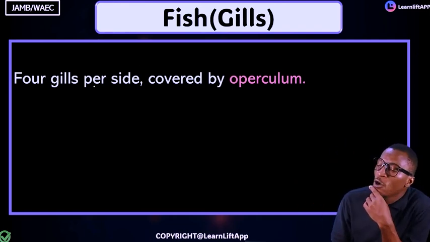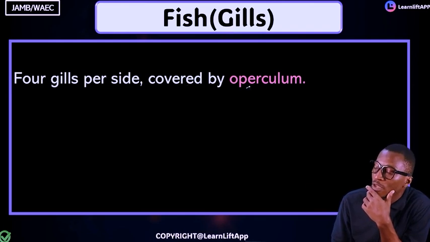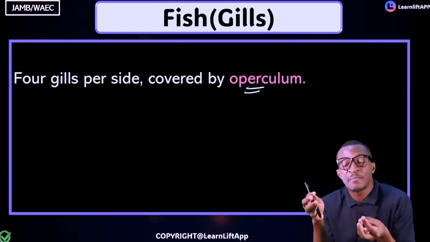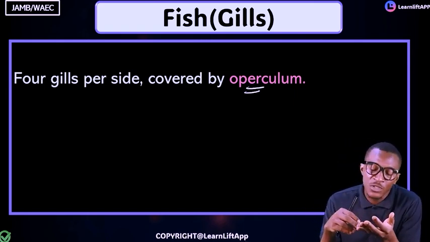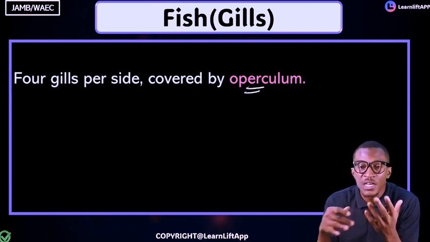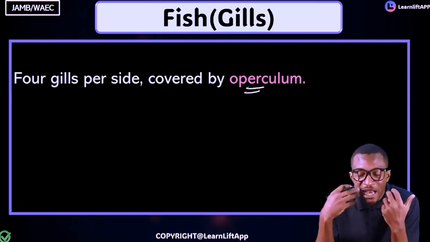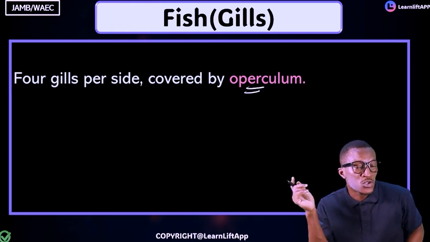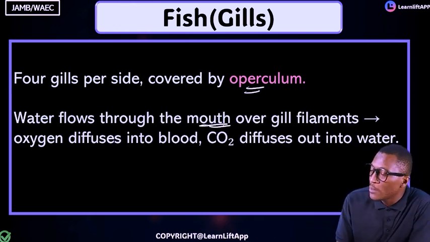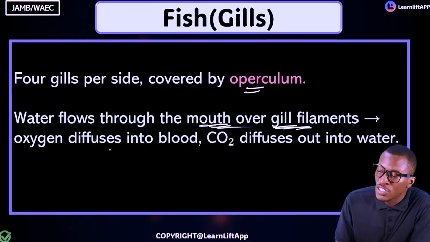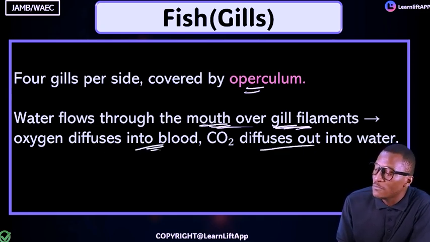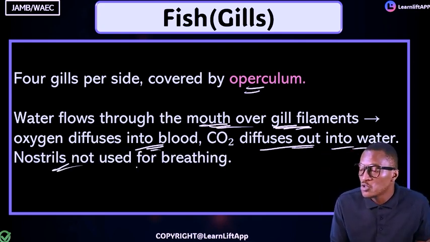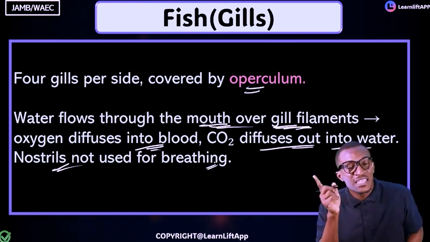Now we are focused on fish. In fish, we have 4 gills per side covered by the operculum. Now, what is the respiration in gills? Water enters into their mouth, goes to the gills, where exchange of gases takes place, and the remaining water is pushed out through the operculum. Oxygen diffuses into the blood, and CO2 diffuses out into the water. Take note, no nostrils. Nostrils are not used for breathing in fish.